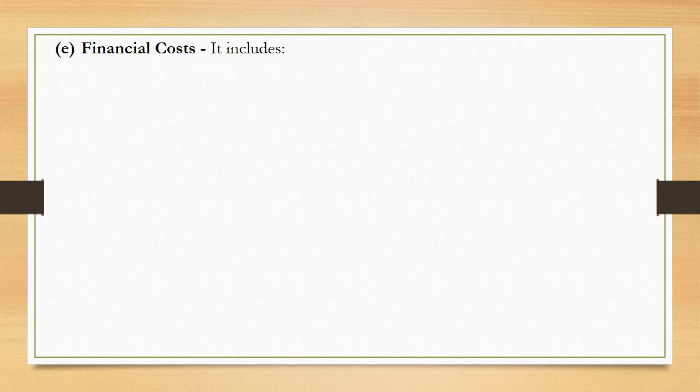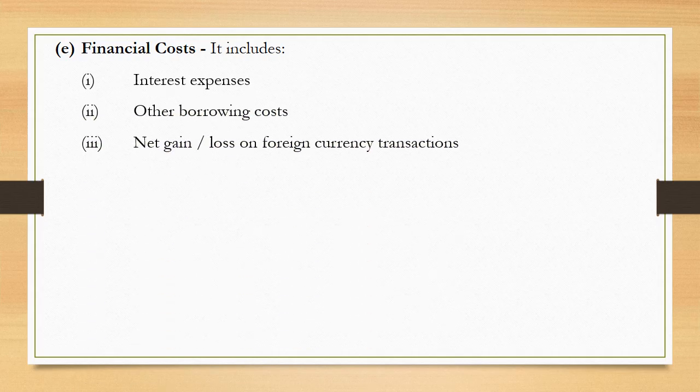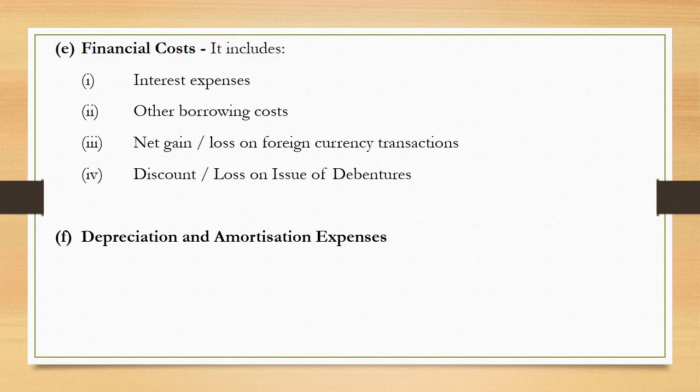Next is financial cost. Financial cost includes interest expenses, other borrowing cost, net gain or loss on foreign currency transactions, discount or loss on issue of debentures. These four are the contents of financial cost. It will include the interest on short-term borrowing as well as long-term borrowing.